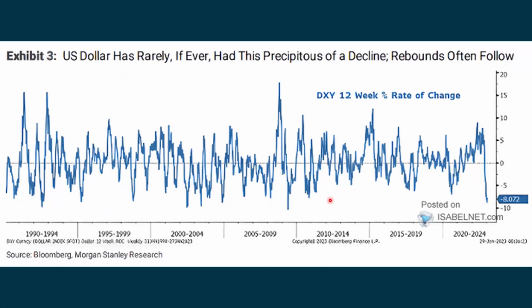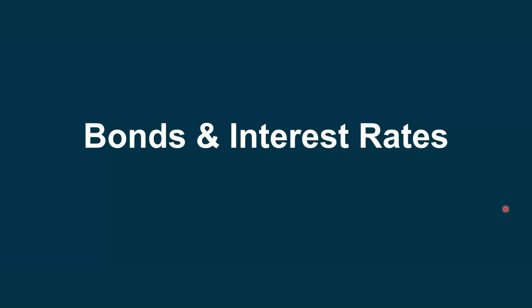The dollar really did well in 2022, but it's now starting to see a lot of weakness. And this just says US dollar has rarely, if ever, had this precipitous of a decline. Rebounds often follow. We saw a really nice bounce in Friday's session. We'll want to see, is that going to continue over into changing the trend, or is this just a bounce before the dollar gets set to go even lower?